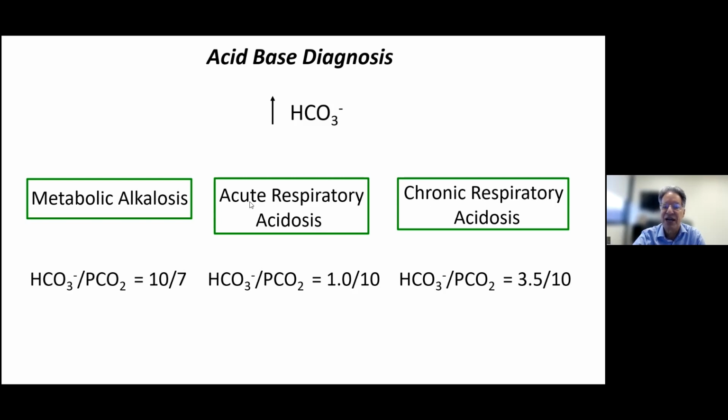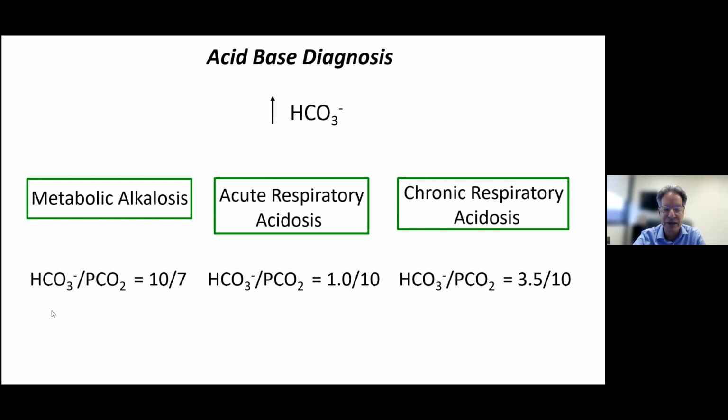So when someone's asking you, why is this patient's bicarbonate increased, even if you don't know anything, you say it's a metabolic alkalosis or acute or chronic respiratory acidosis. That's your answer. And then you say, now I'm going to tell you which of the three it is. And again, you look at the change. There should be deltas here to be exact.